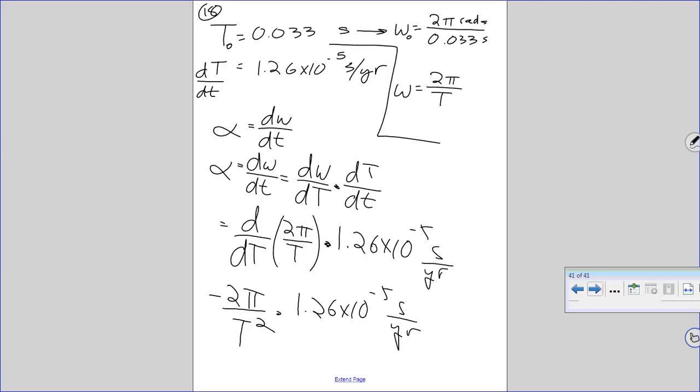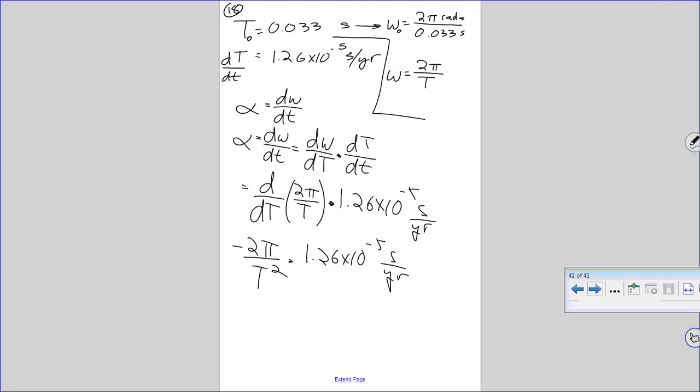And at this instant, we know what T is. T is 0.033, so just plug in 0.033 and you're done. That's what I did here. Oh, no, you're not done, because we have to get our units to jive. When we get our angular acceleration, we're going to want it in radians per second squared. If I leave things as they are now, I'm going to get radians per second per year, and that's not what we want, so we're going to have to do some converting here.